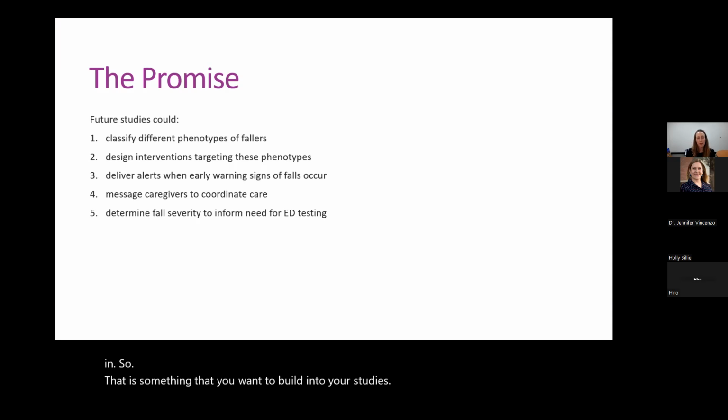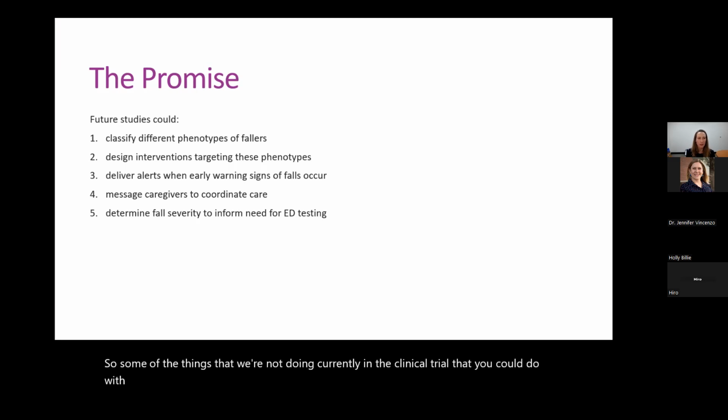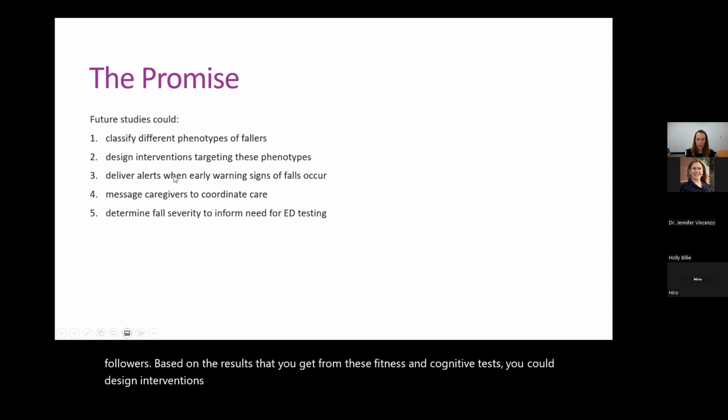So some of the things that we're not doing currently in the clinical trial that you could do using the Apple Watch and ResearchKit is really to classify different phenotypes of fallers based on the results that you get from these fitness and cognitive tests. You could design interventions specifically targeting these phenotypes. You could deliver alerts when early warning signs of falls occur.